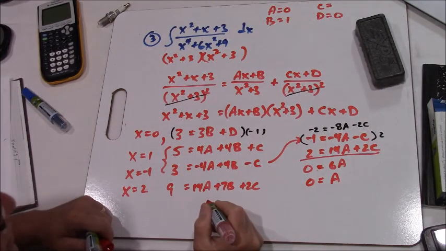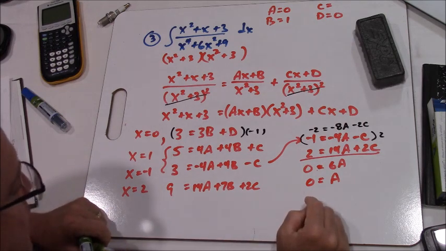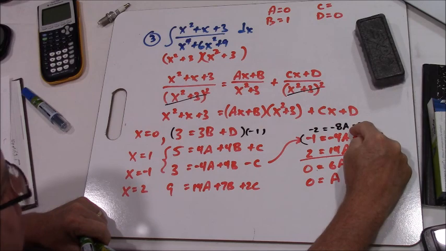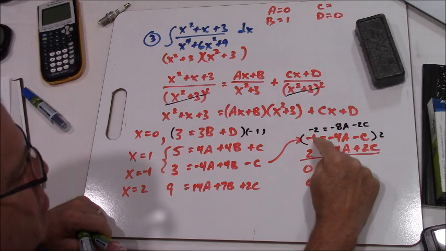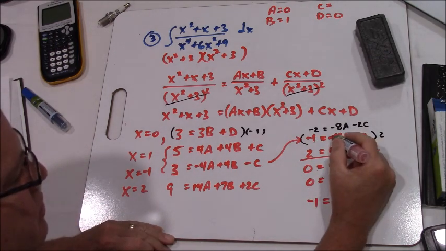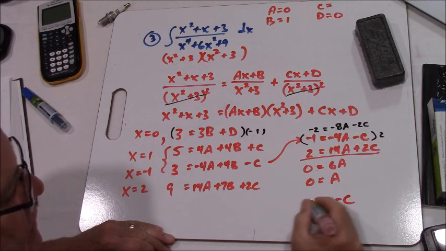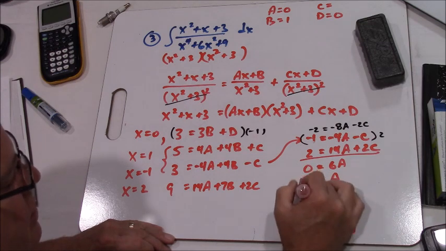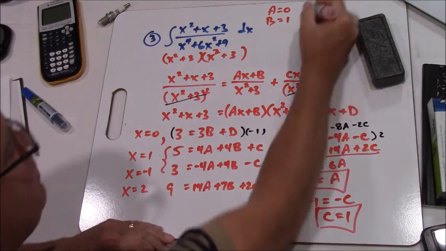All right. So now to figure out what c is, I just need to plug that 0 back into either this equation or this one. Or any of them, for that matter. I think the easiest one is probably right here. So if I say negative 1 equals negative 4 times 0, that's 0, minus c, multiply both sides by a negative 1, you get c equals 1. All right, I now know what my coefficients are, so let's see. C is 1.